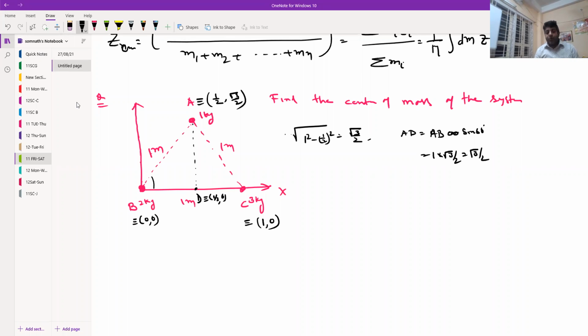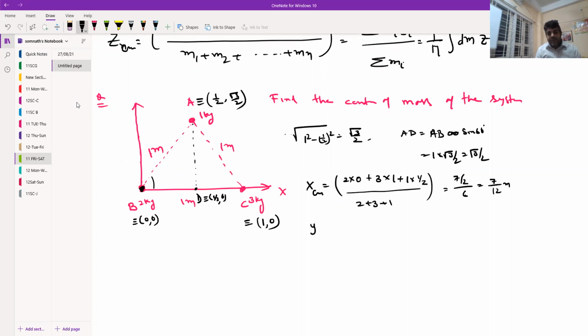So once you get this coordinate, now my x center of mass. What is the formula? M1 we start from here, suppose. What is my M1? 2 kg into my x coordinate is 0. Then we have 3, my x coordinate is 1. Then we have 1, my x coordinate is half, by 2 plus 3 plus 1. So what we have? 3 plus 1 by 2, 3 plus 0.5 is 3.5, that is 7 by 2, and here 6. So 7 by 12 meter.